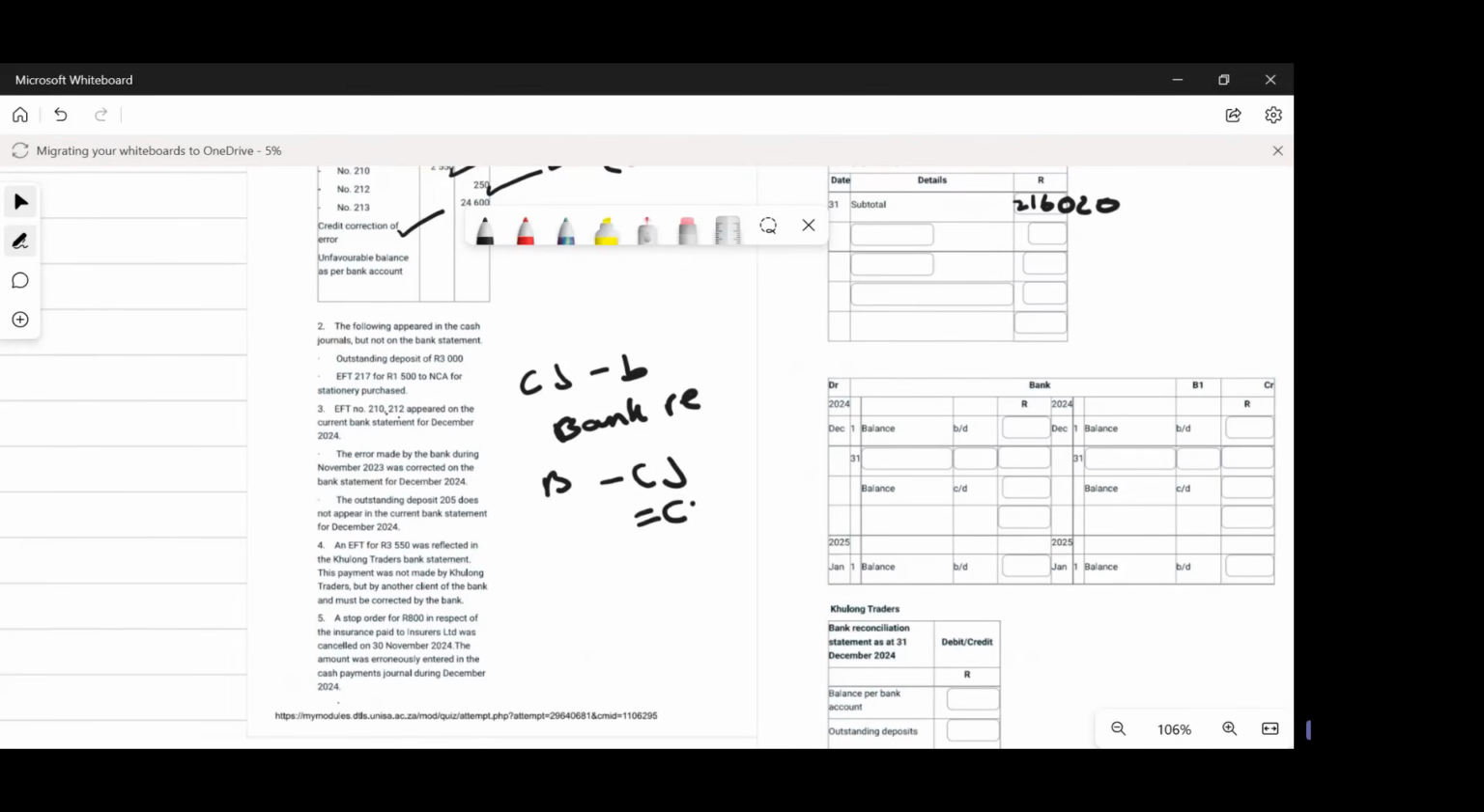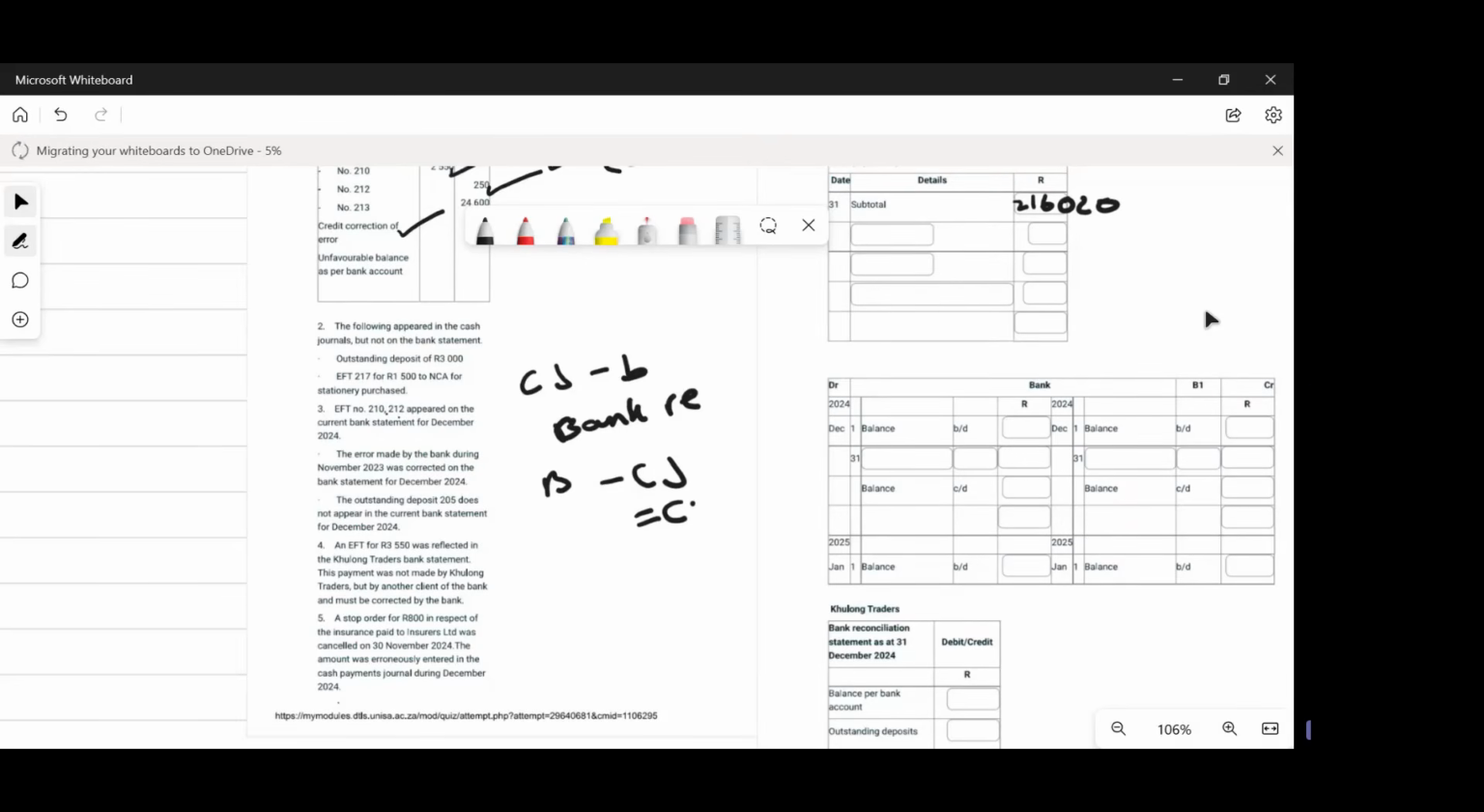And then you proceed. It says the outstanding deposit 205 does not appear in the current bank statement for December 2024. So if it does not appear in the bank statement, you record it again in the bank record until the bank has recorded the transaction on their side. So if they did not record it on the bank statement, you record it again on the bank record to show them that you have left out this transaction on your side as well. Do you understand? Yeah. Okay.